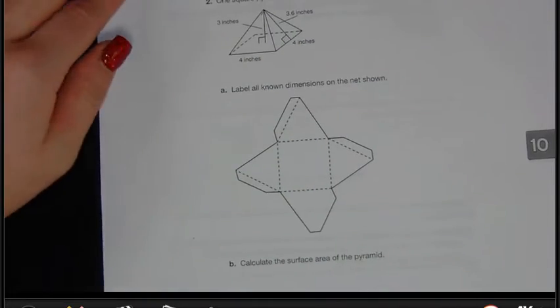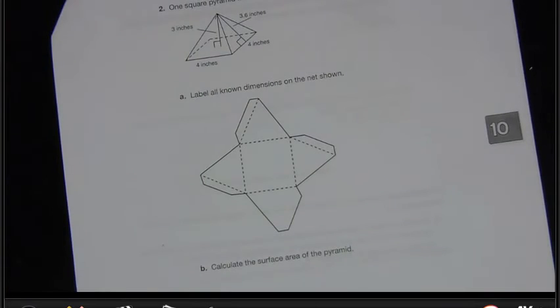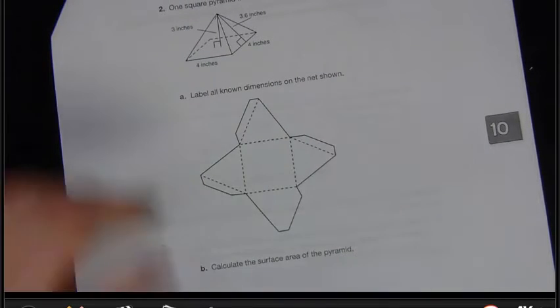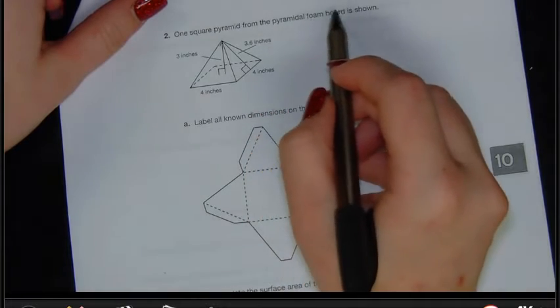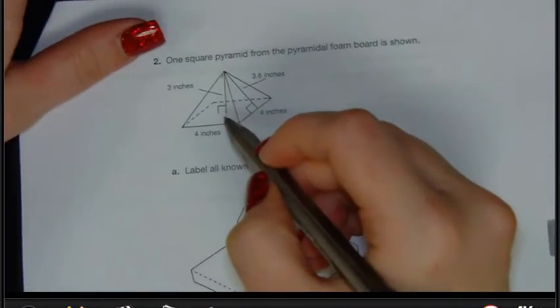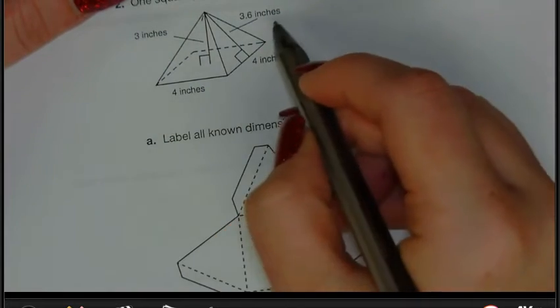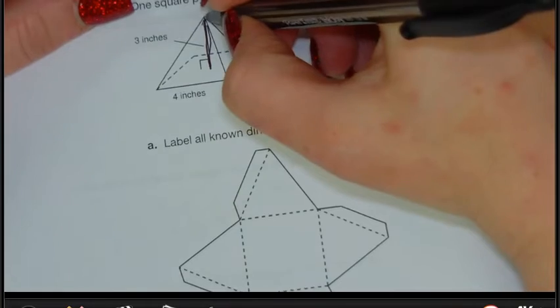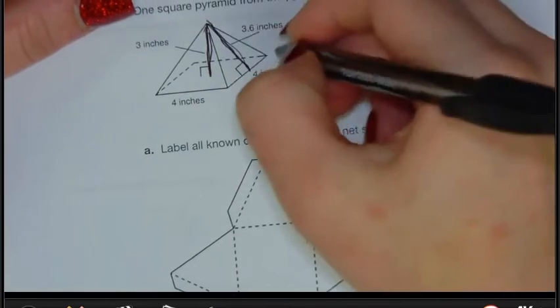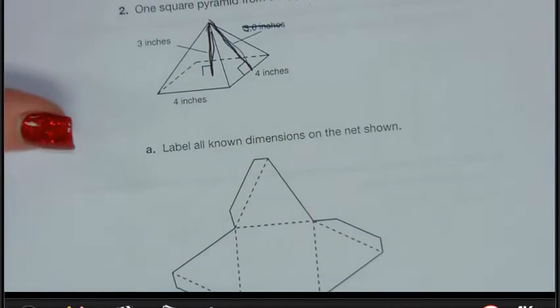So let's take a look at a few examples here. On number 2 on page 605. All right, so one square pyramid from the pyramid form in the board is shown here. Okay, so I have my rectangular pyramid. Perfect. And it's giving me a 4 by 4. I'm told that my height is 3 inches. And look, it tells me the lateral. But if you remember, we don't use the lateral. Does not matter to us.